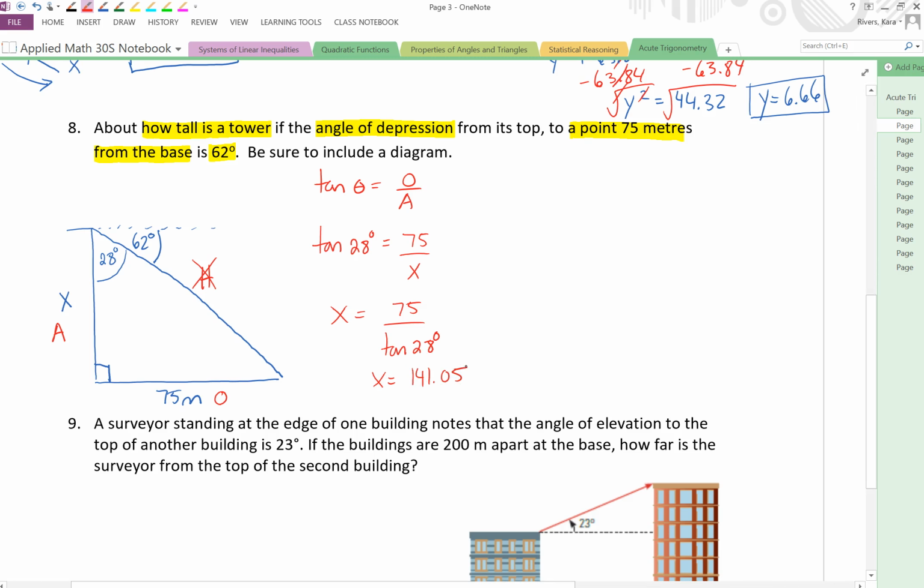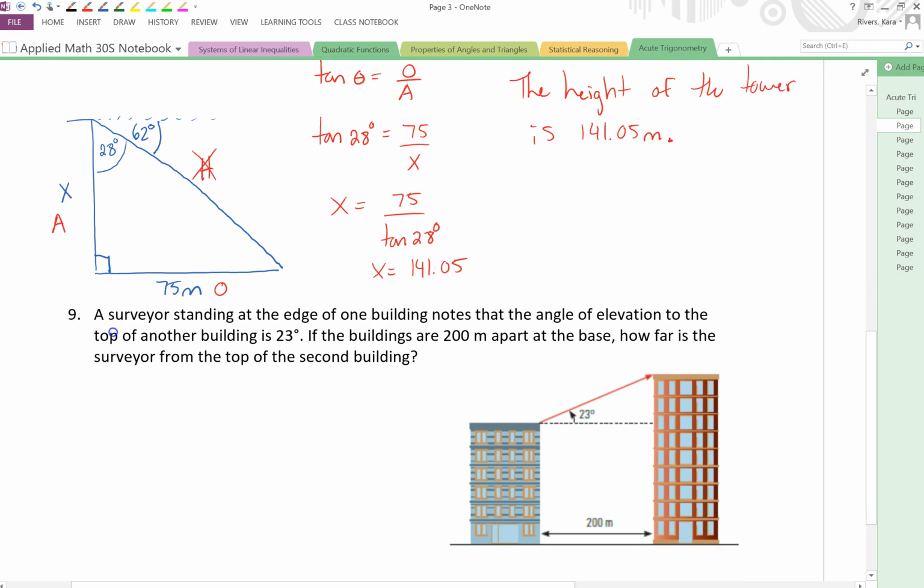But what does that mean? That means the height of the tower is 141.05. What is that measured in? Meters. Okay, very important to have your units in there.